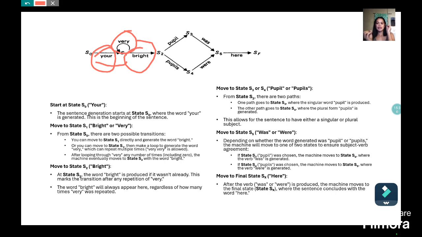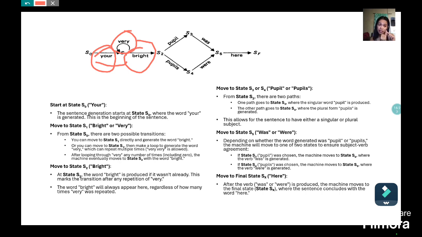Again, from state 0, the word there is your, the checkpoint or the beginning of the sentence. Moving to state 1, we choose the word very. Then moving to state 2, we choose the word bright. This marks the transition after any repetition of very. The word bright will always appear here regardless of how many times very was repeated. So from the checkpoint your to state 1, very or bright, and so on.